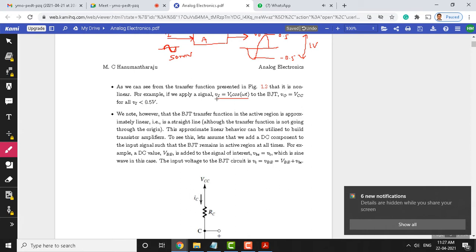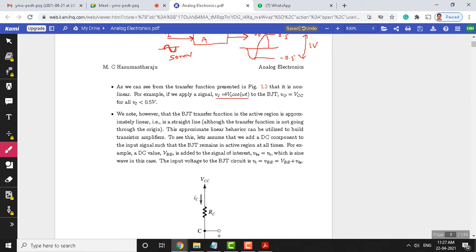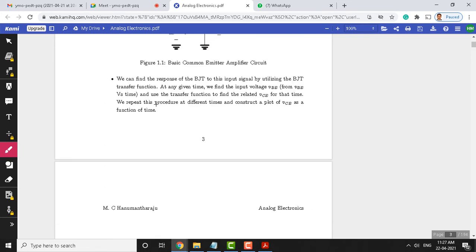Here we take a cosine signal as the input signal. So, Vi is nothing but the input, with amplitude Vi, cos omega t, where omega is the frequency component. So, Vi = Vi cos omega t is the input signal that is applied to the BJT, and V naught will be equal to VCC for all input signals lying less than 0.5 volts. Just observe this one here.